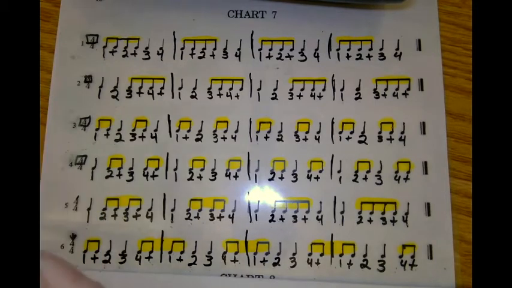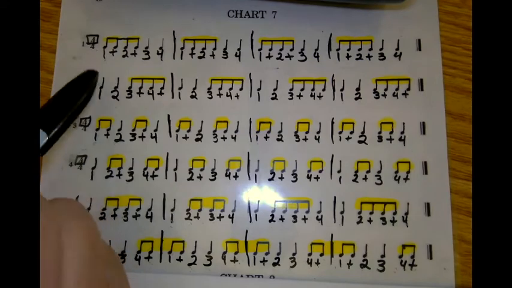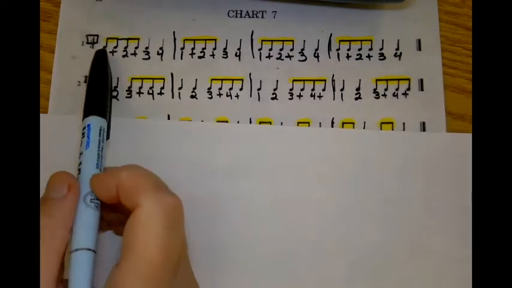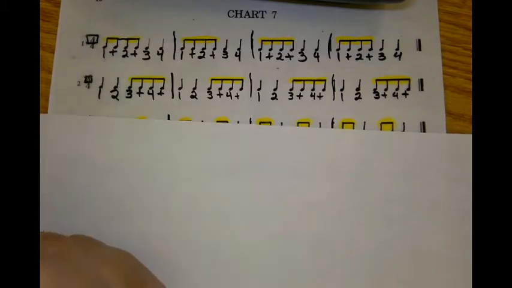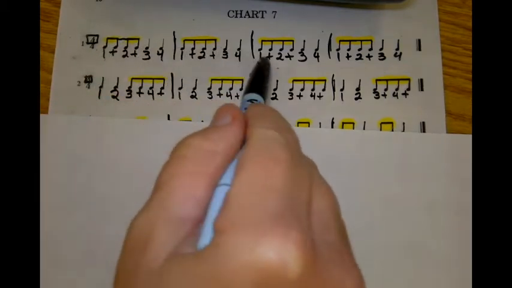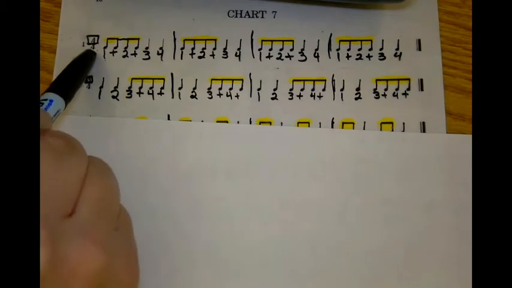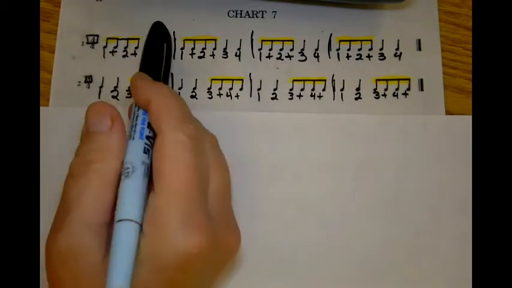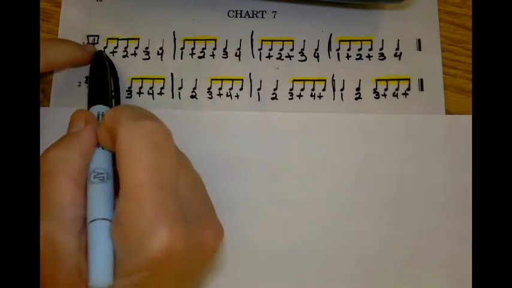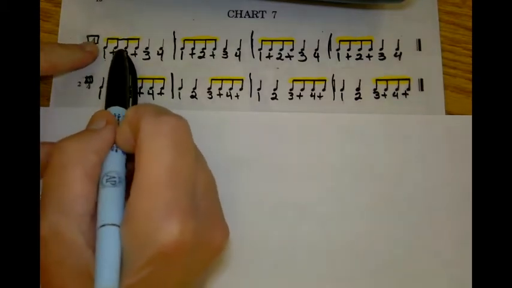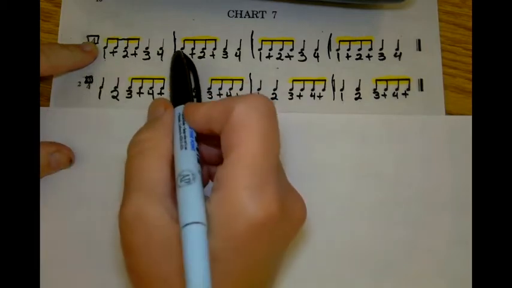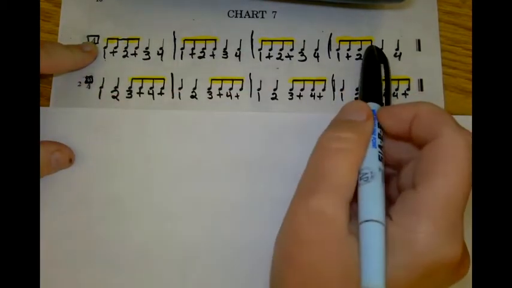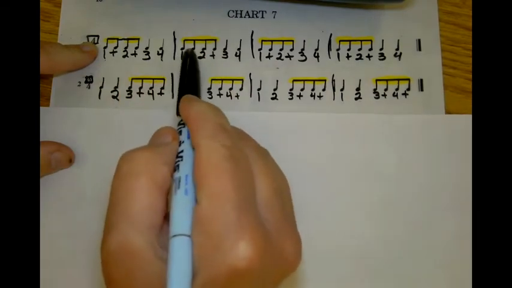Okay, so let's look at numbers 1 and 2, and let's look at the patterns. If I ask you this question, where do the eighth notes happen in line number 1? You would say the eighth notes are the ones that are yellow, so they happen on 1 and 2. They don't happen on 3 and 4. So in line 1, the eighth notes happen on beats 1 and 2.